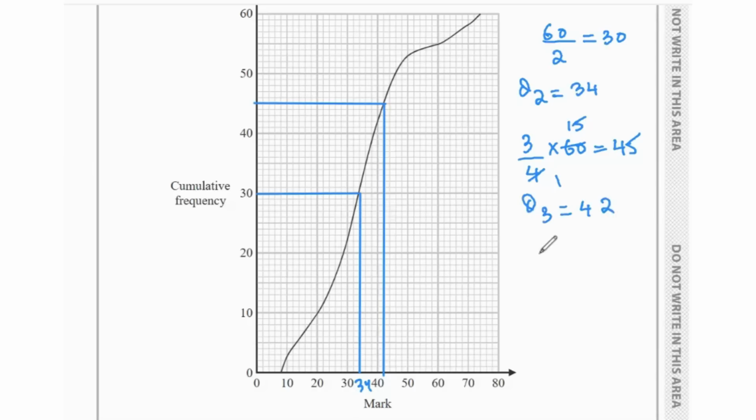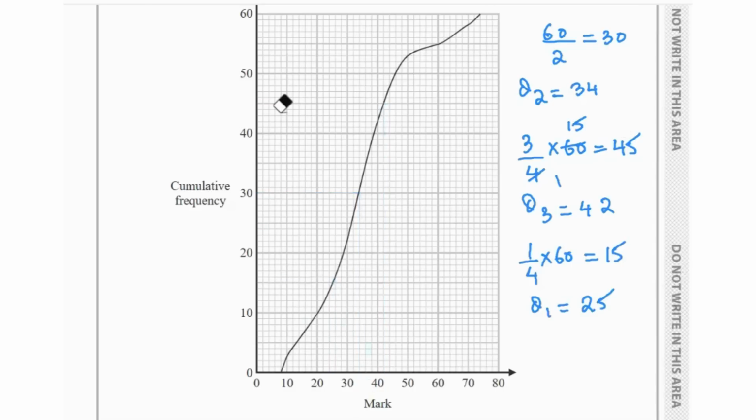Then for the lower quartile, we find 1/4 of 60, which is 15. So we draw a line from 15. That's 25. Q1 is 25. So using this information, we'll draw our box plot.